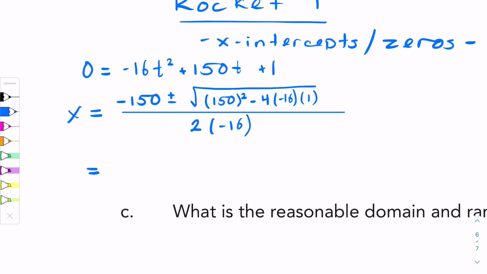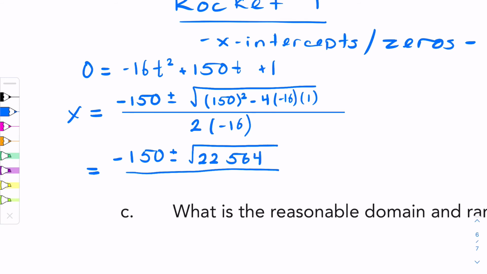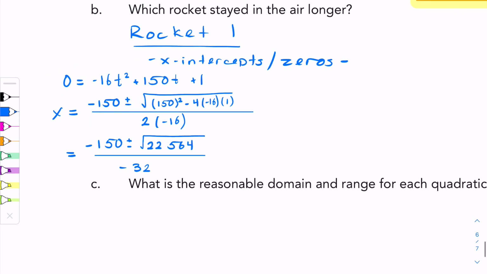So I'm using a calculator right here, but I have negative 150 plus or minus the square root of 22,564, divided by negative 32. I type this into my calculator. I have two answers. I have my positive answer and my negative answer for the square root. X is approximately negative 0.0067, or X is approximately 9.382, because it's not perfect.